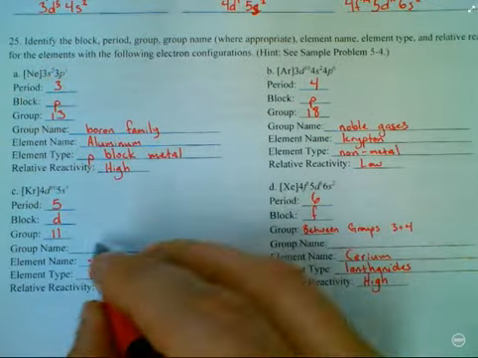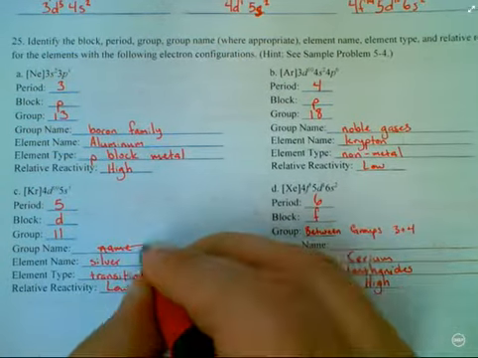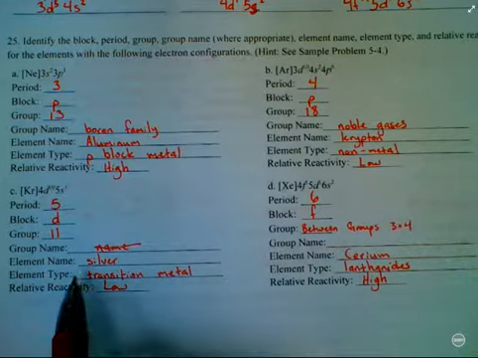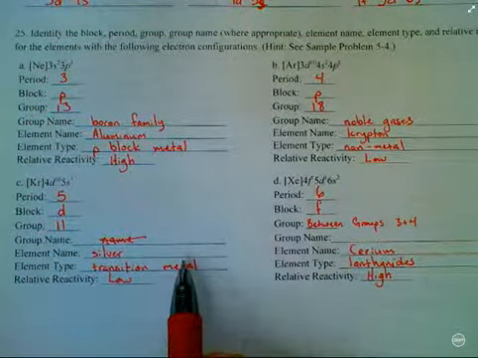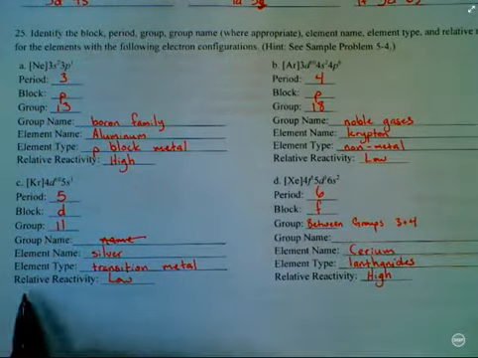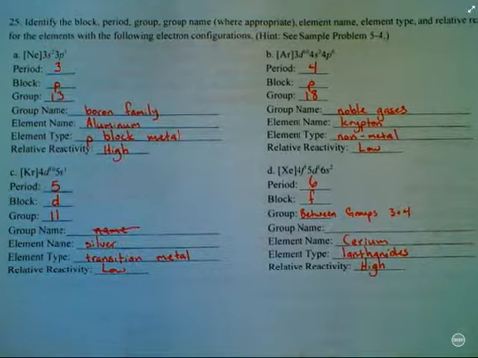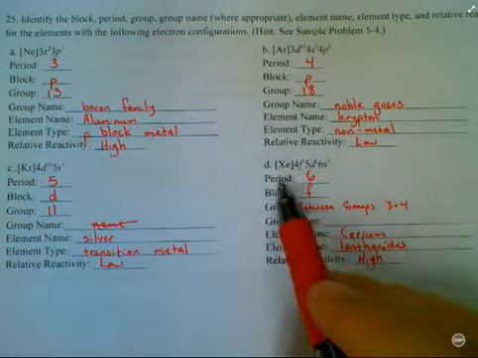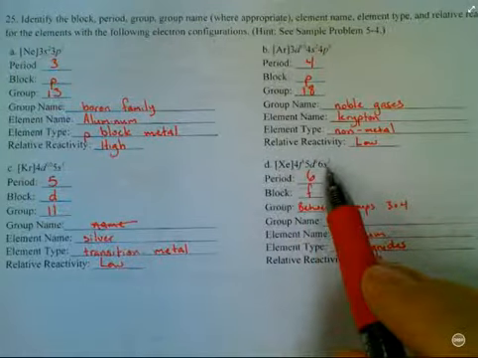There's no really good name here for group name. We're just going to leave that one blank. It is silver. It is a transition metal. It's got relative reactivity low. It's relatively unreactive. Then lastly, we got D, xenon, 4f1, 5d1, 6s2.